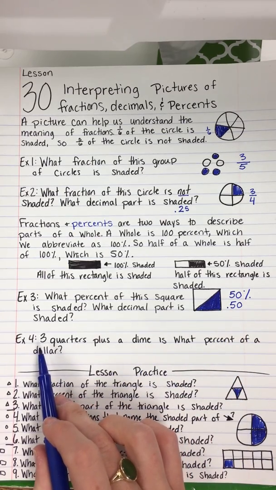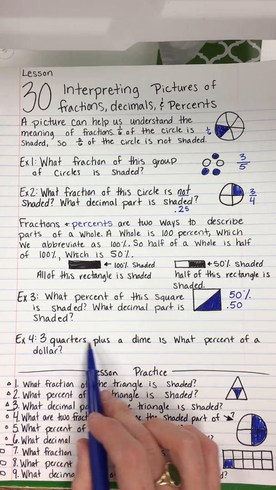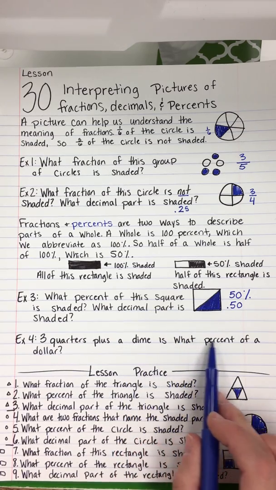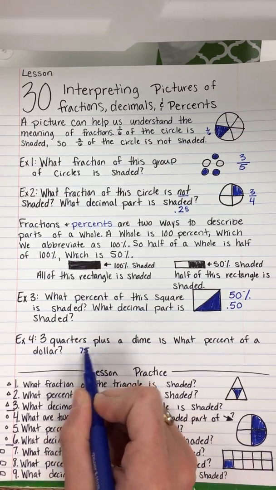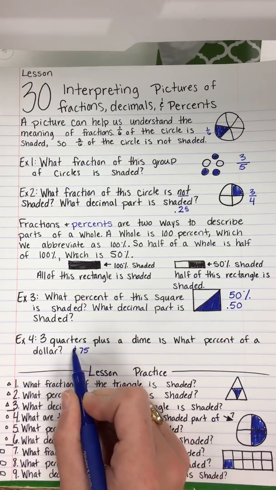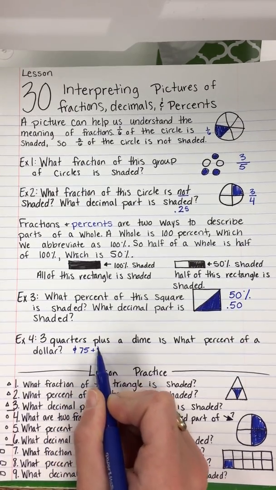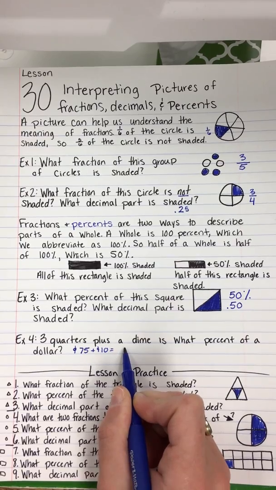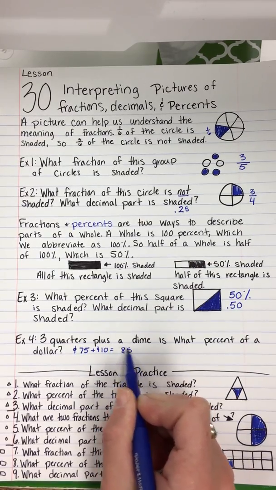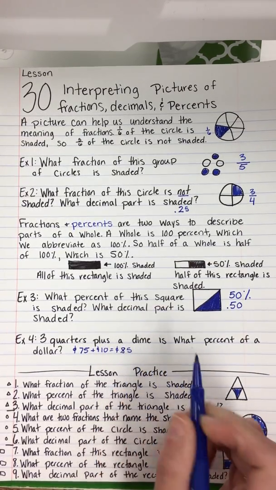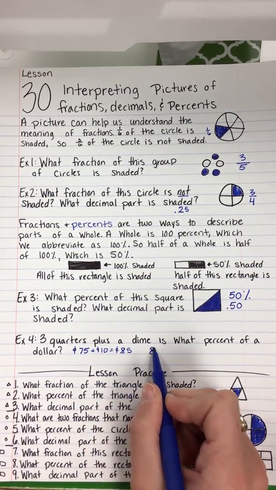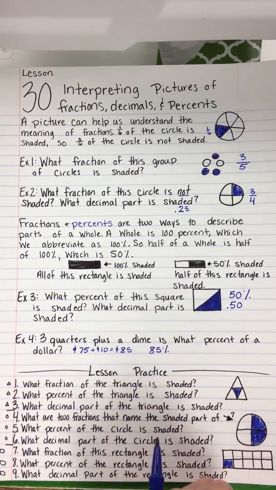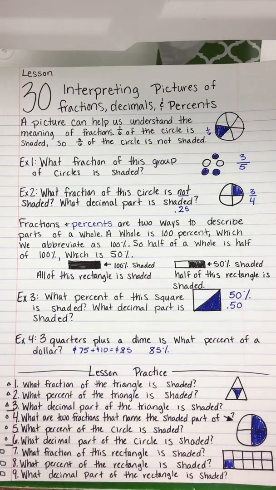Example 4. 3/4 plus a dime is what percent of a dollar? Well, 3/4 is 75 cents plus 10 cents equals 85 cents. 3/4 plus a dime is what percent? So this is 85% of a dollar. 3/4 and 1 dime.